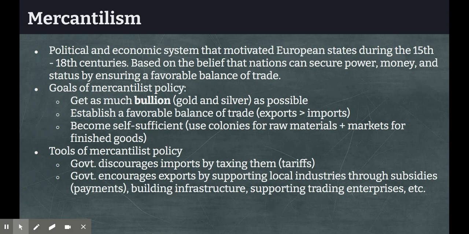Now, remember, they like exports, though. So what they did to encourage exports is they had a variety of policies that they used. First of all, they supported local industries by giving them money. And when a government gives money to a local industry or a person, that's called a subsidy. So they gave subsidies to local industries. They also built infrastructure. Infrastructure is just things like roads or canals or stuff like that. If you want to encourage exports to another country, then you'll build a road from your country to the other country. So you'll make that easier. And then they supported trading enterprises or trading companies. We mentioned that companies like the British East India Company and the Dutch East India Company were supported by the government.